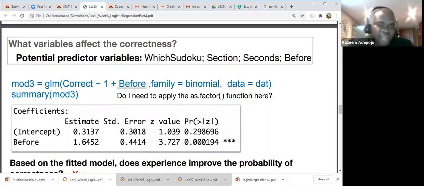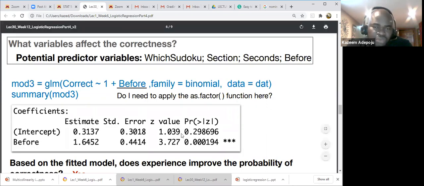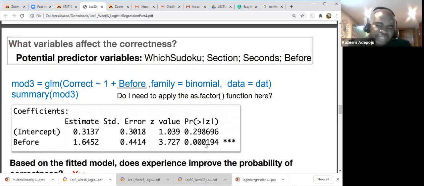Now we actually want to test that, and this is the model. Take a look at that. It's highly significant, compared to the other one that we did before, which was not significant. So this is highly significant: having knowledge of the game before. But if you look at this, we did not apply factor here. We didn't factor that. We just modeled it as a quantitative variable.